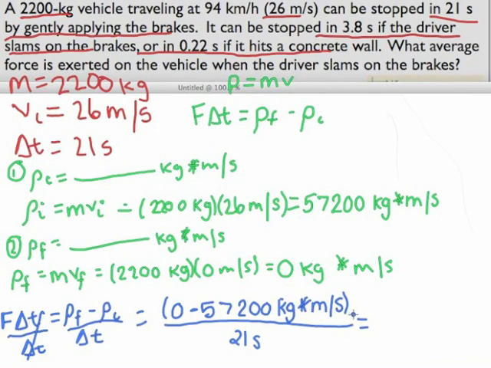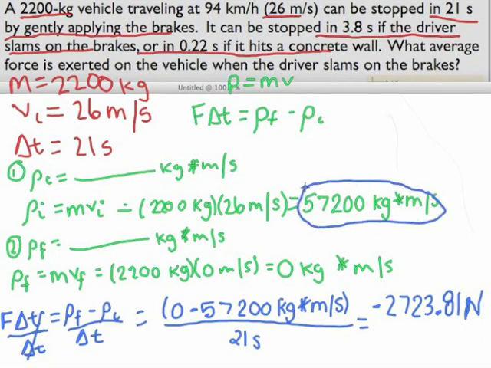So you're going to get a negative number, that's okay. And it'll be in newtons because we're doing a force. Okay, so this is how you can find the force exerted on the driver when he's just braking gently. Okay, so a couple things you'll want to keep on your paper because we'll need them later. This is 57,200 and this 0. And then of course your mass up here.